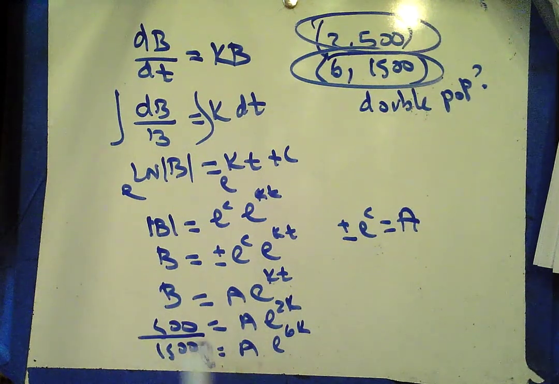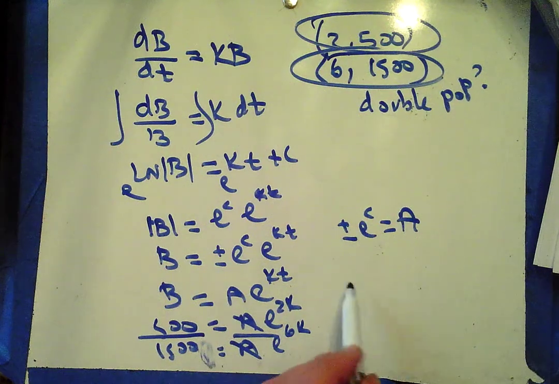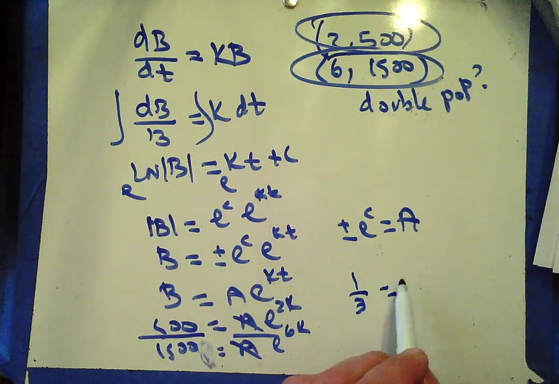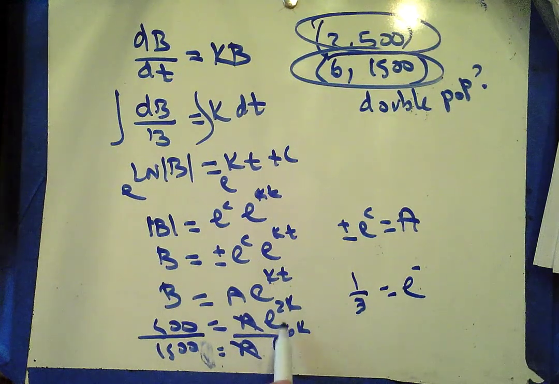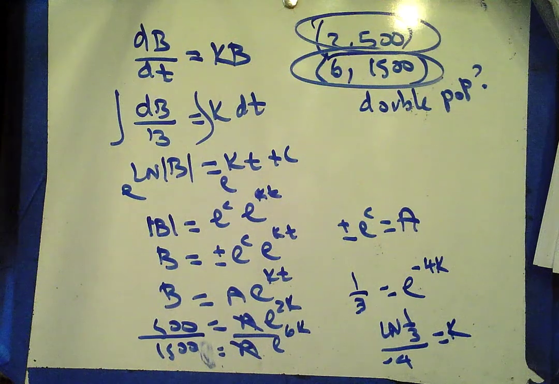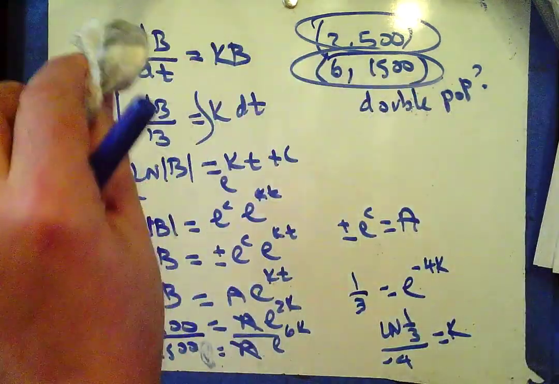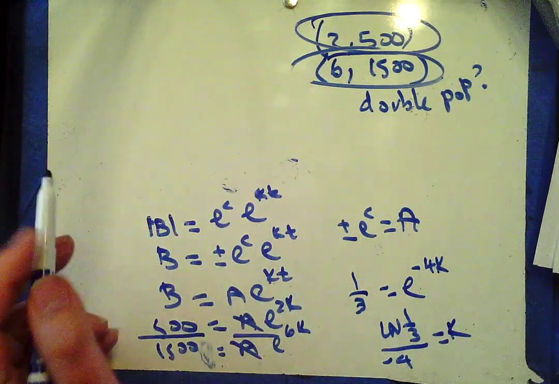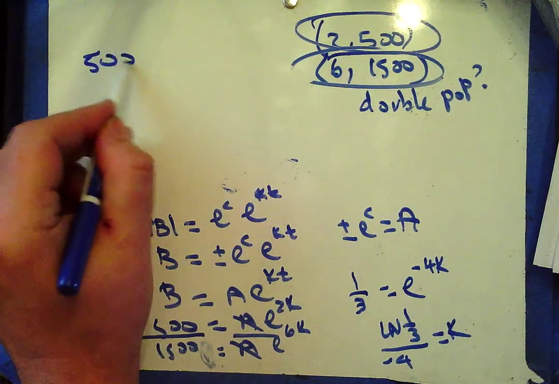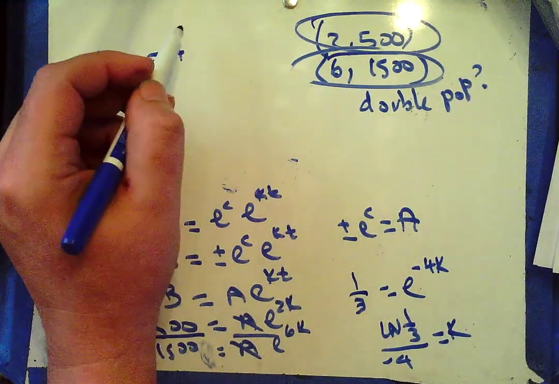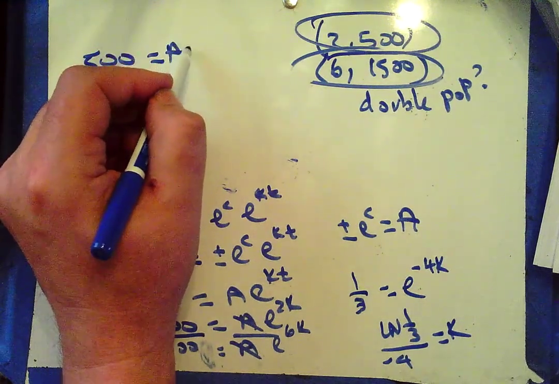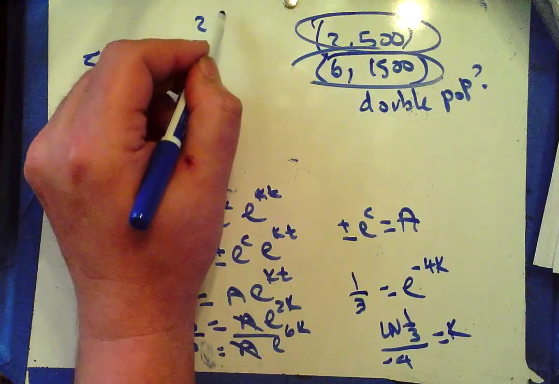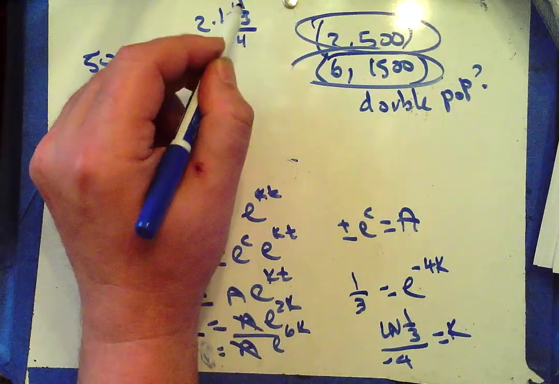So I've got a system of equations. I divide to eliminate the A's. I get 1/3 equals e to the, subtract the exponents, 2 minus 6, negative 4k. So I get ln of 1/3 divided by negative 4 equals our k value. Okay, so now we've got this model with a k value anyway. So we've got 500 equals A e to the 2 times ln of 1/3 over -4.